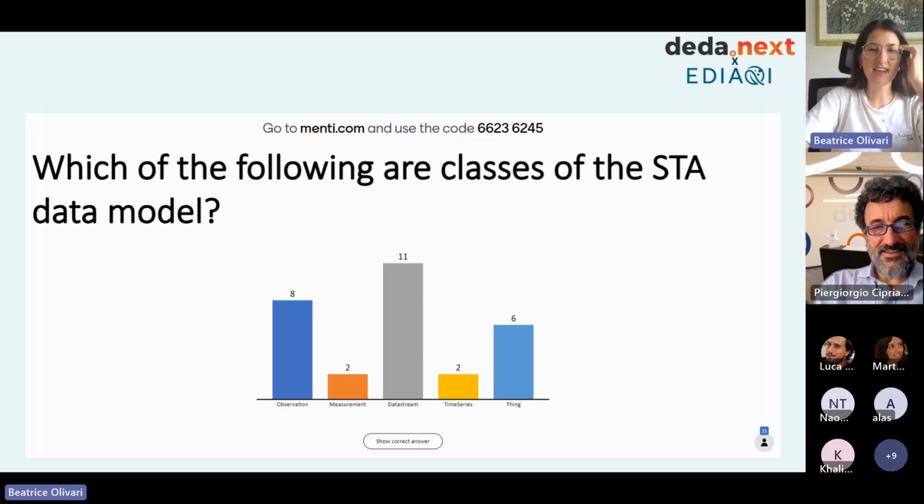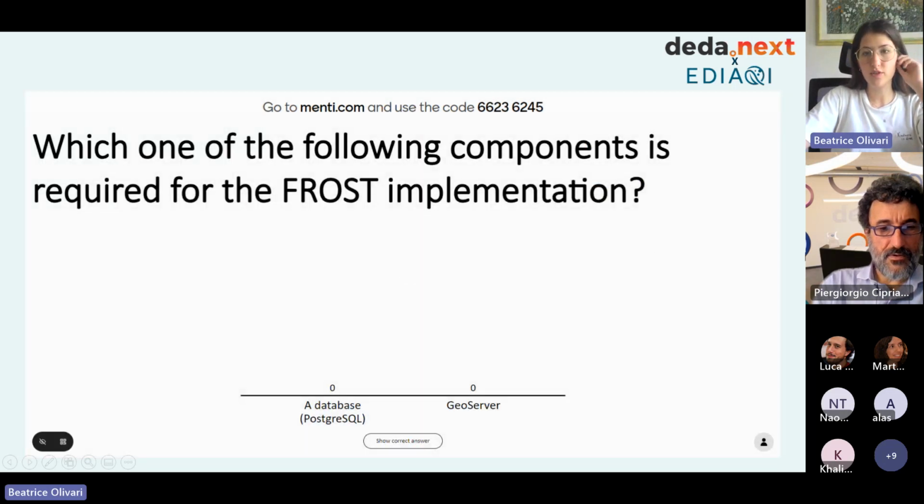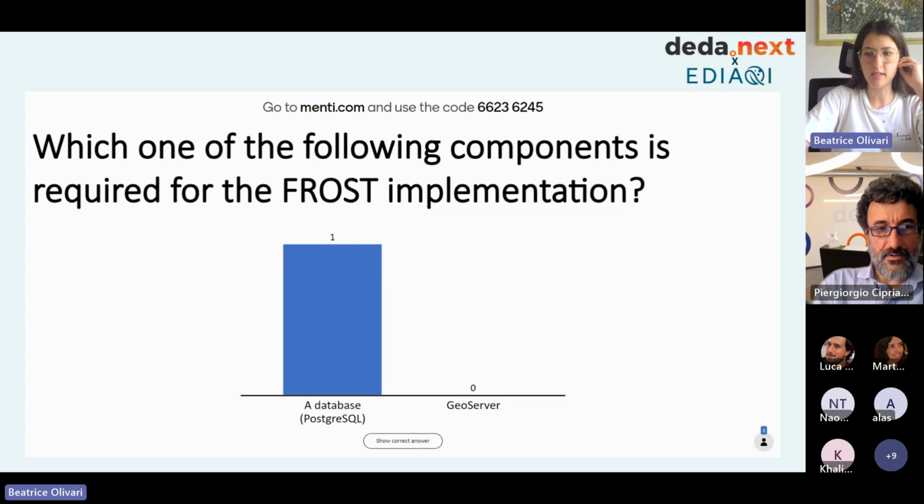Yes. Okay, so next, I think you can keep answering, but we can show the correct answers. So quite good, I have to say. We don't have measurement and time series in the data model, even if they are related expressions, related words. Next one. So one of these two components is required for the first implementation. The other one is not required, but can be added.